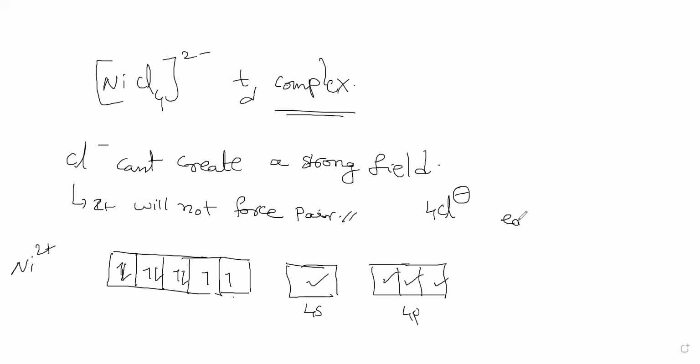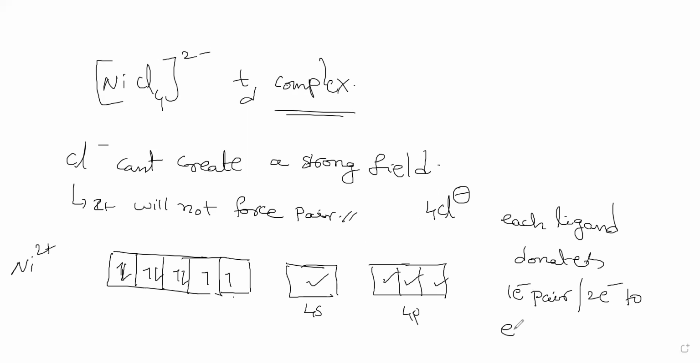See, each ligand donates 1 electron pair, that is 2 electrons, to each orbital. This funda you have to remember. This is most important, one of the important fundas which you have to understand. So here, as this electron is already there, it cannot put 2 electrons here. That's the reason it is not going here.